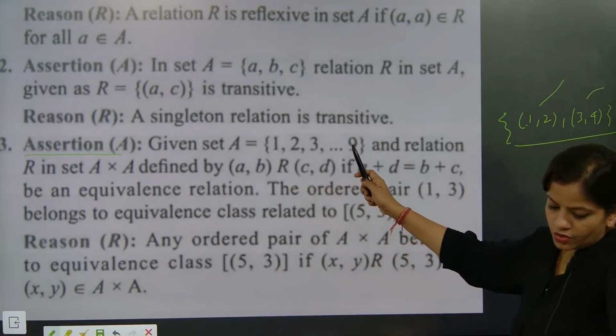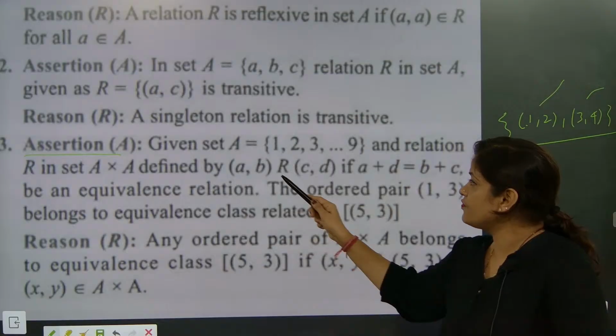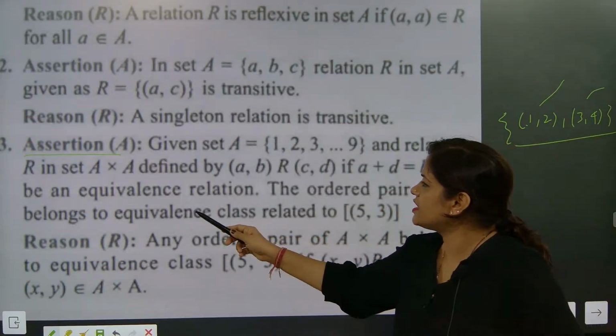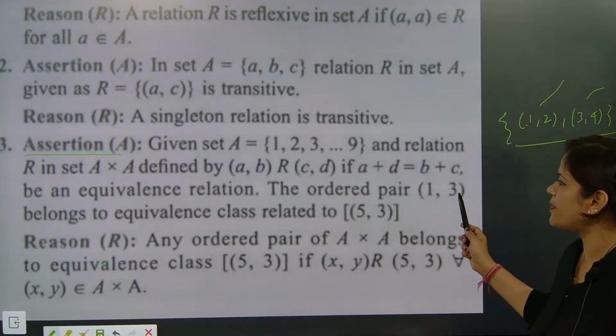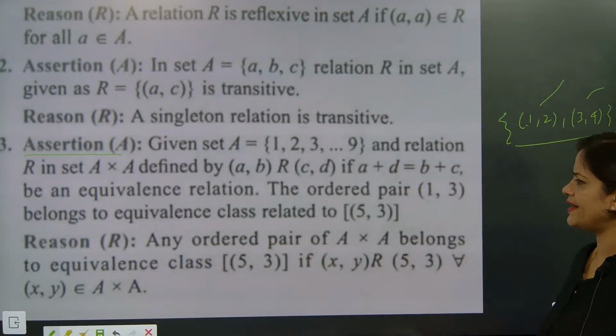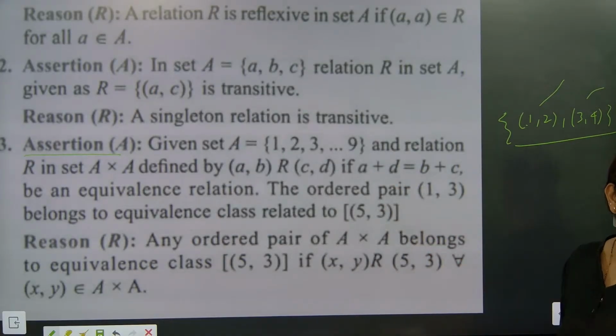Assertion: set A is equal to 1, 2, 3 to 9, and the relation R defined on it is exactly an equivalence relation. After this they are telling that the ordered pair (1, 3) belongs to the equivalence relation (5, 3). Correctly they have depicted. Why? Because a plus b is equal to b plus c.